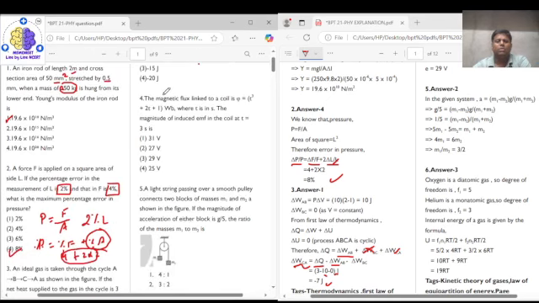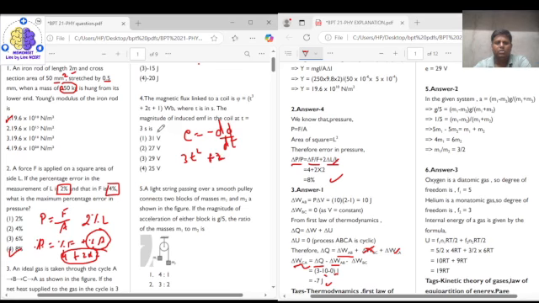Then coming to question number 4. The magnetic flux linked with a coil, phi, is equal to t cube plus 2t plus 1 Webers, where t is in seconds. The magnitude of the induced EMF in the coil at t equal to 3 seconds. So induced EMF is given as E is equal to minus d phi by dt, right? So differentiating phi with respect to t, we will get 3t square plus 2, right? This is what we get, 3t square plus 2.